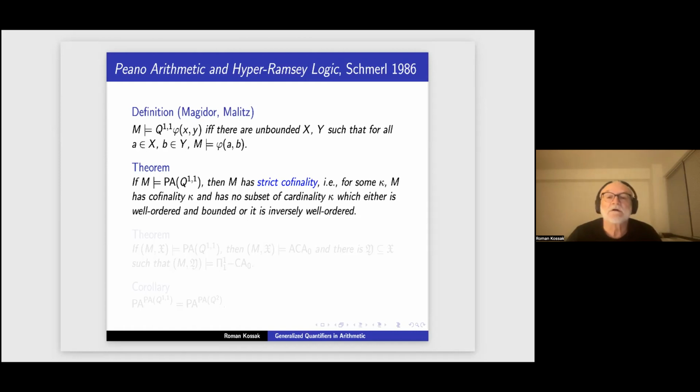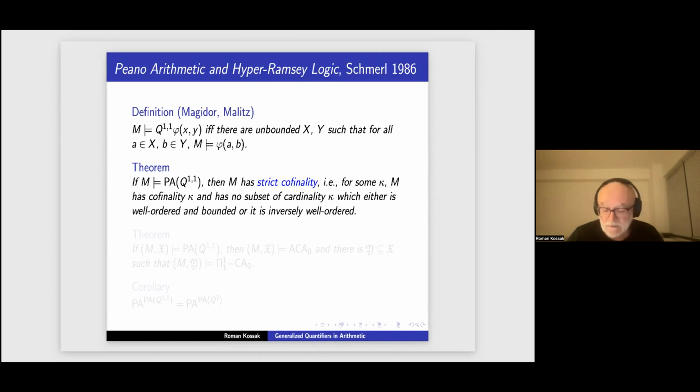Not every ordering is allowed, and here's this notion of strict cofinality. This is something purely set theoretic. So kappa here is no longer regular, but model M has to have strict cofinality: M has cofinality kappa and no subset of cardinality kappa which is either well ordered and bounded or inversely well ordered. So there is some restriction of what can happen inside the model, which is sort of like a weaker version of regularity.